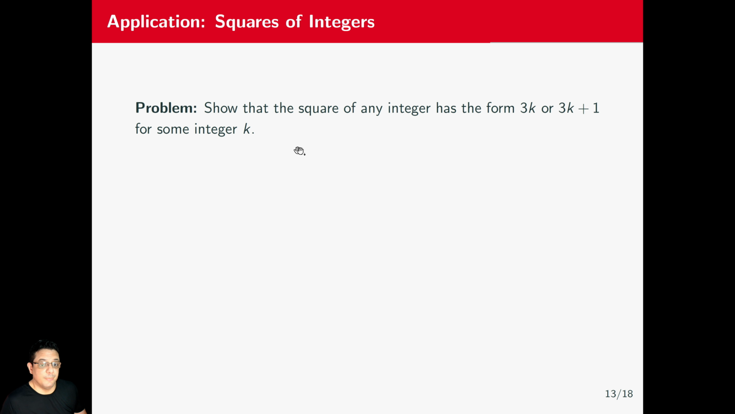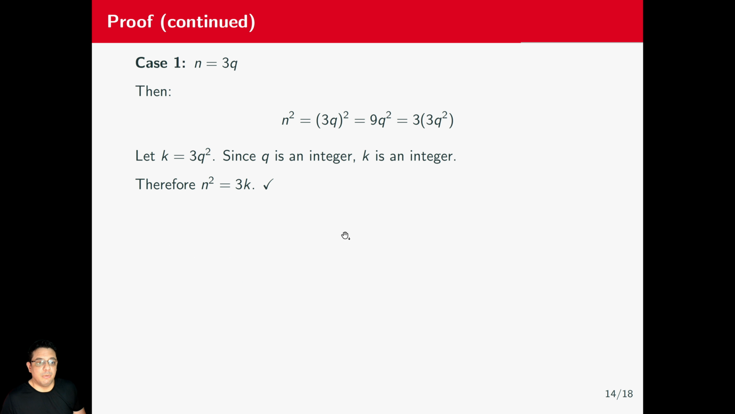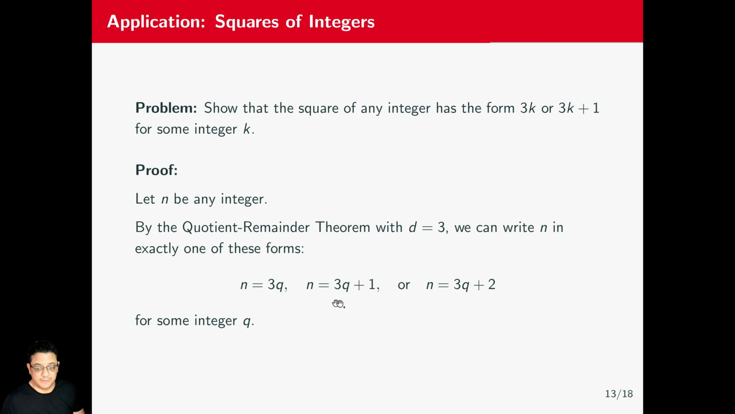One example of this will be: prove that the square of any integer is going to have the form 3k or 3k plus 1 for some integer k. Now, to prove that, we pick any integer. And by the quotient remainder theorem, let's go with multiples of 3. So n is going to be either 3q, 3q plus 1, or 3q plus 2. Why did we decide to prove with d equals 3? Because we want to show that they're of the form 3k or 3k plus 1. Now, what we're going to do, of course, is pick each of these cases and prove that they have this shape.